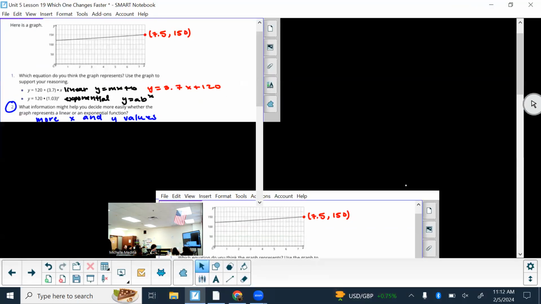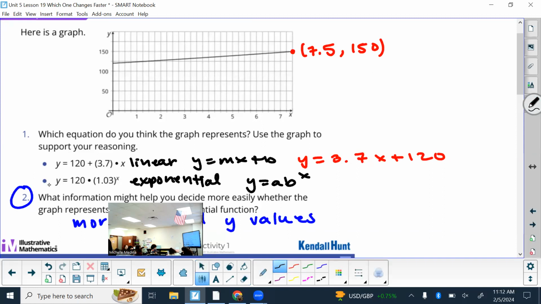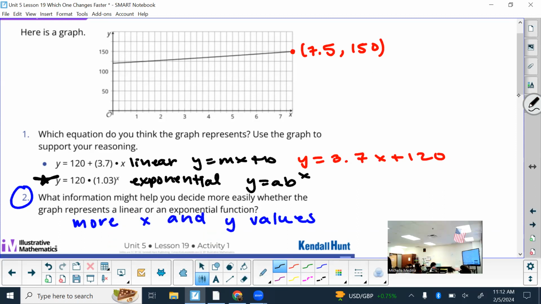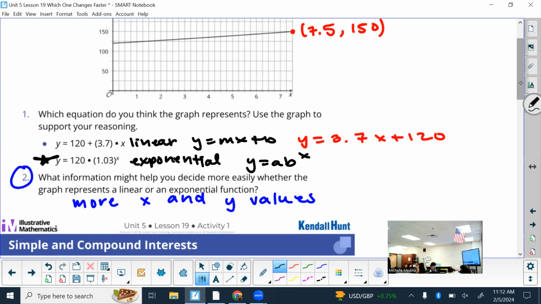Okay. So the answer to this one is that it is the exponential equation, this one. Although they do look similar when you look at that portion of the graph. So things that could help you determine for sure would be more X and Y values. Maybe a table of values. Anyone else have anything to add to that? What else would be helpful to determine it? Finding the slope.